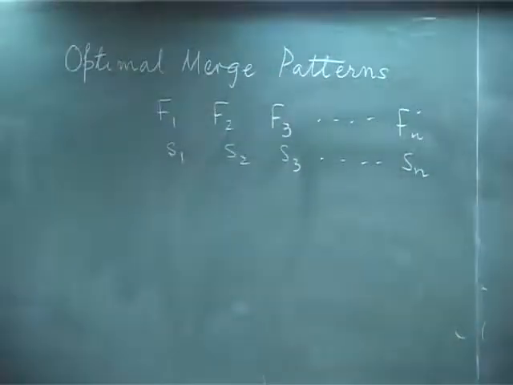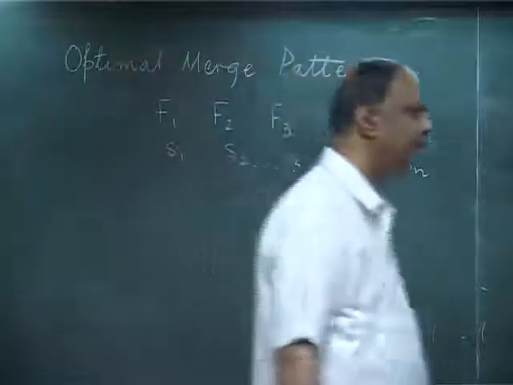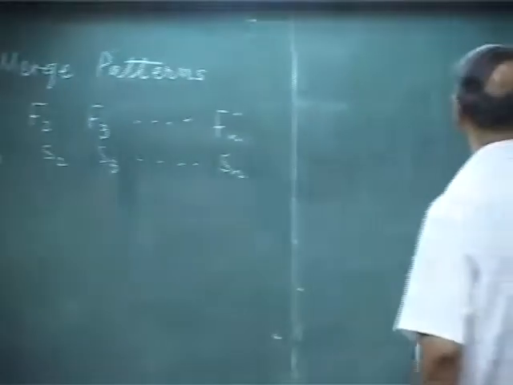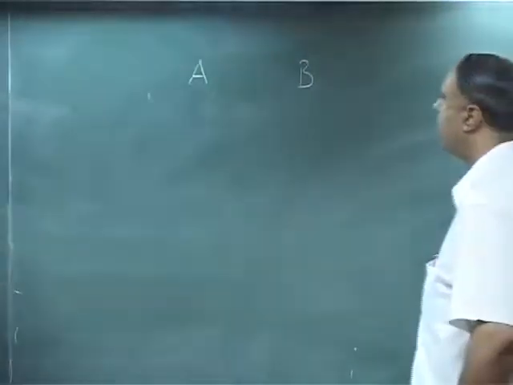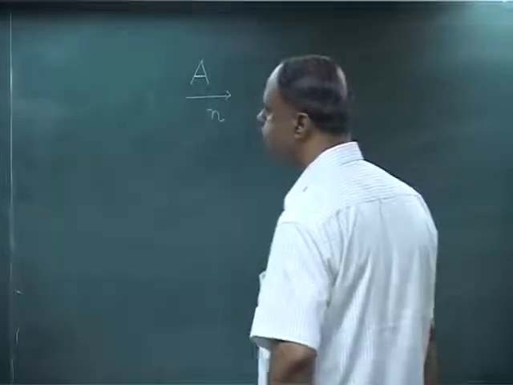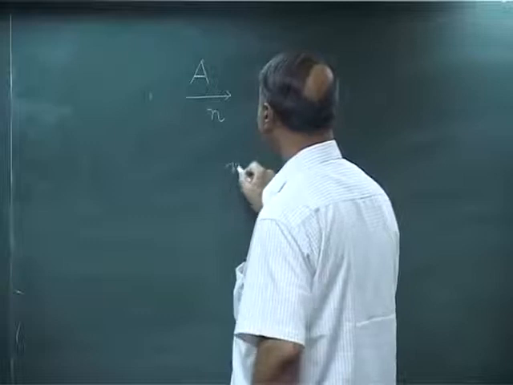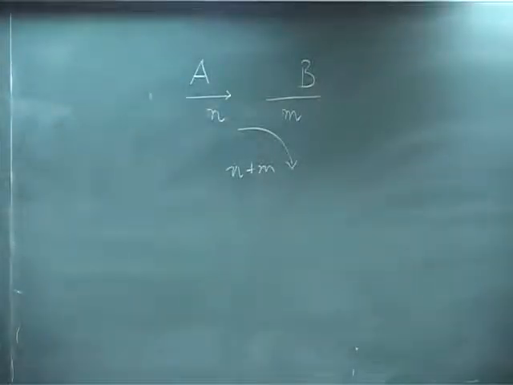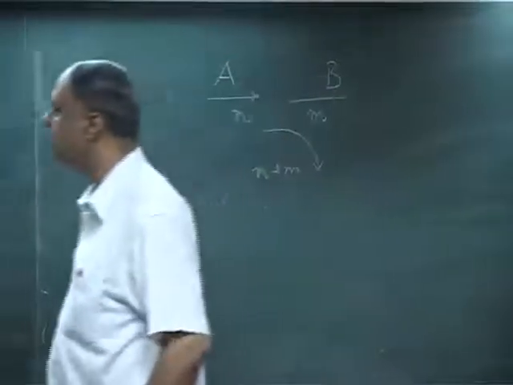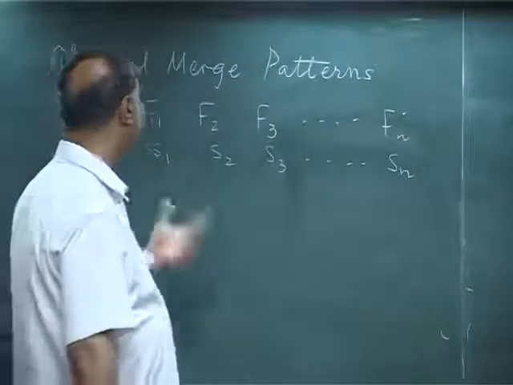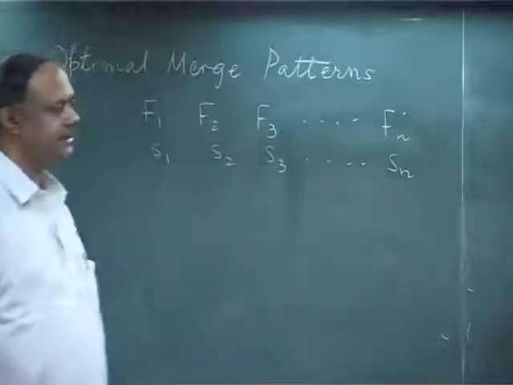In the last class we discussed the merging of two files, where there is a need for data movement from one file to another. If I have a file A of size N and another file B of size M, and you want to merge these two files, you need N plus M record movements. So if I merge F1 with F2, I need S1 plus S2 record movements, and then if I merge that with F3, you need again S1 plus S2 plus S3 record movements, and so on.